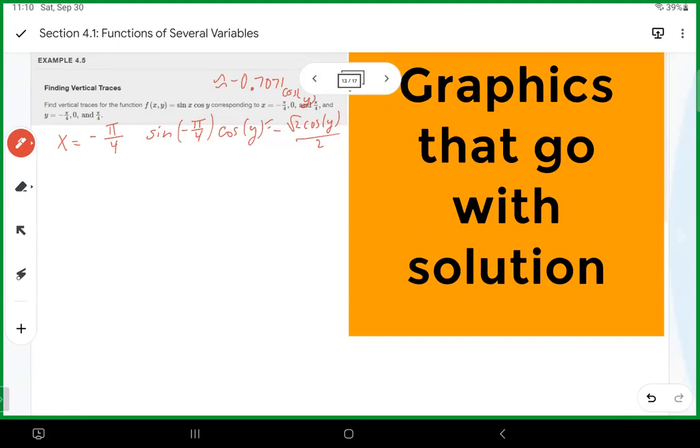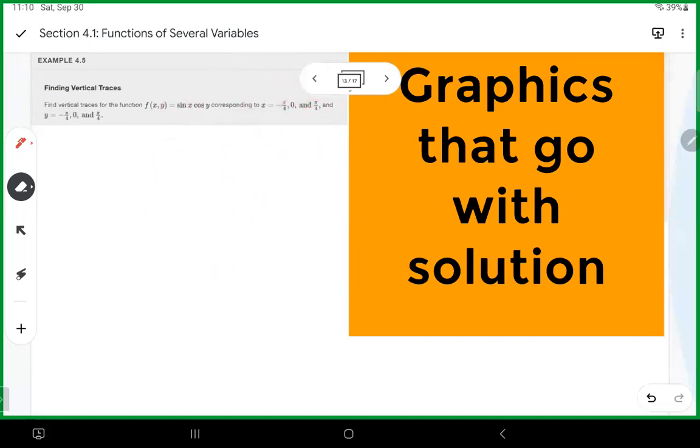All right, so this describes a cosine graph in the plane x equals negative pi over 4. The other values of z appear in the following table. So if we make this table, I'm just going to take this part off and include it in the table, now that you guys have seen how it works.